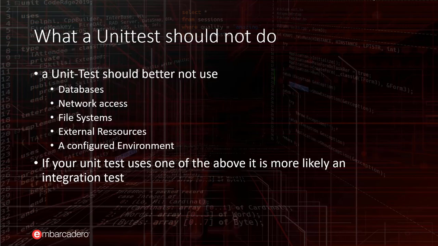and so on. On the other hand, if you look at what a unit test should do or should not do, a unit test should better not use databases, network, file system, external resources and so on. You have to find a way to get rid of them, get them out of your tests, to avoid writing integration tests instead of unit tests.